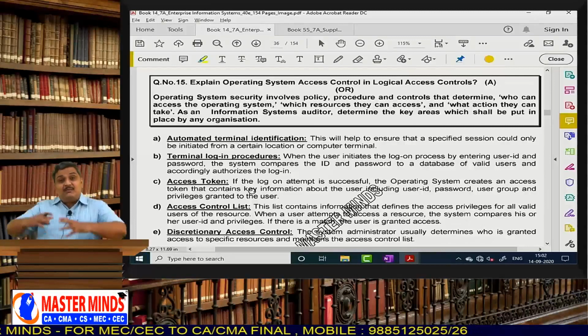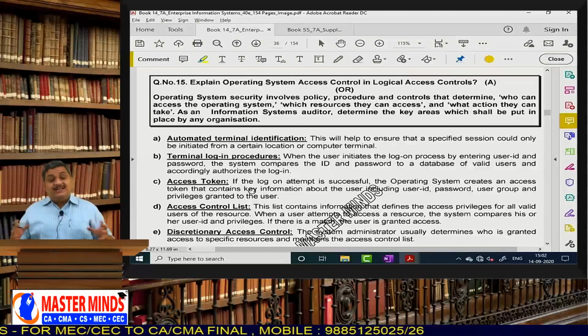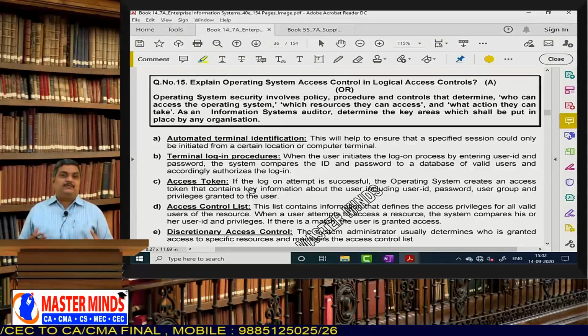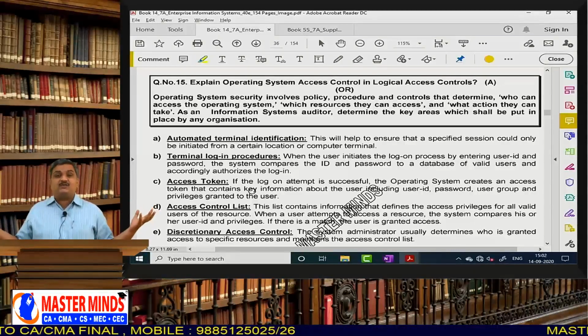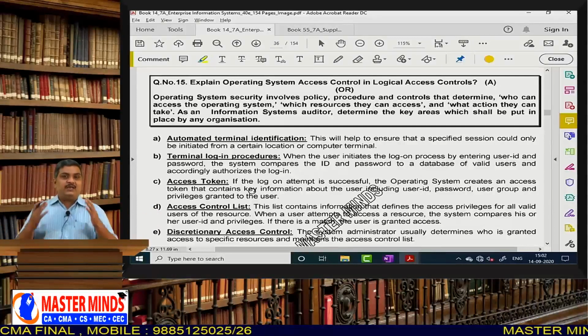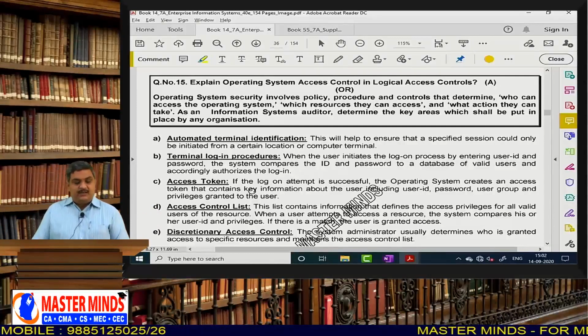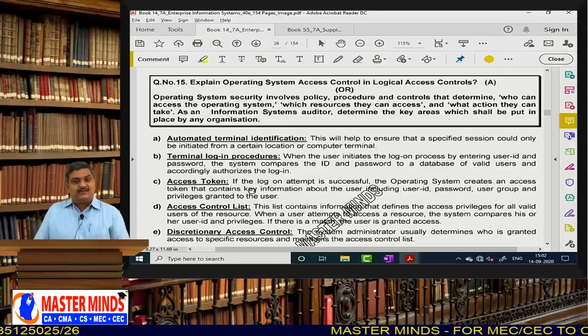That means in these many ways, you have to restrict the user. Otherwise, logical access violation may happen. So that is what you need to understand carefully. So now in this topic, we will learn about operating system access controls in logical access controls.